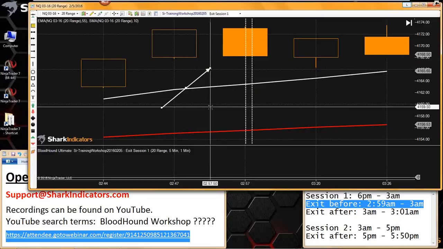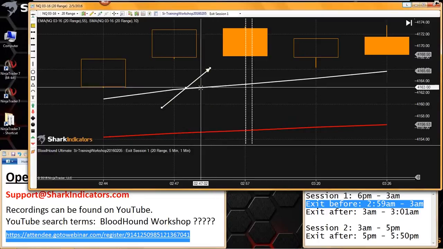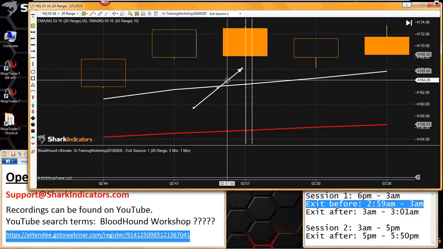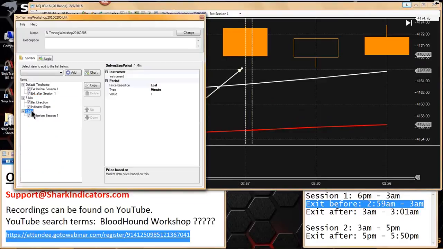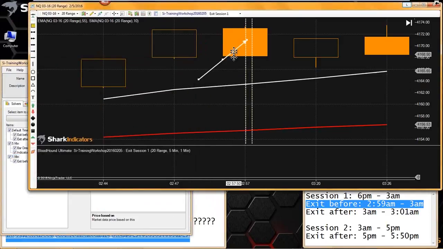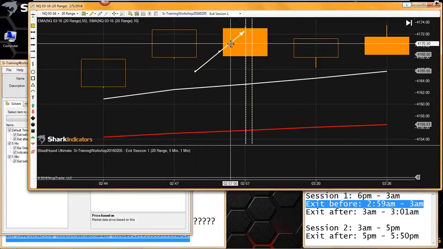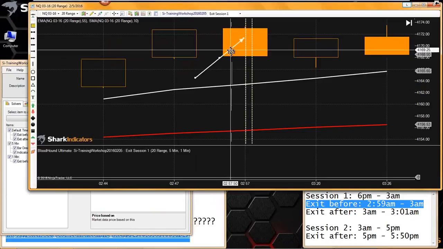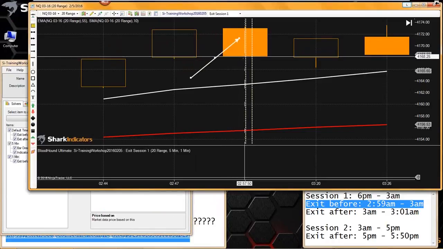So unfortunately, Joe, it's a good thought, but putting your solvers on a 1-minute time-based chart doesn't actually work, because NinjaTrader goes by the closing time of the bar. That's when NinjaTrader looks at everything. So this bar closed at 2:57 and 50 seconds, and so that's when NinjaTrader evaluates everything.